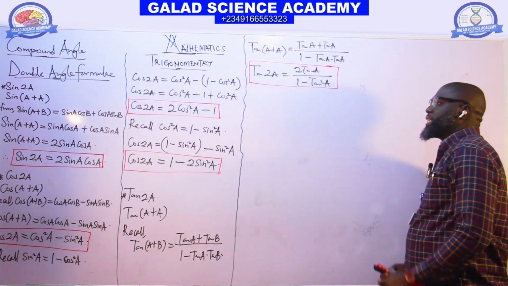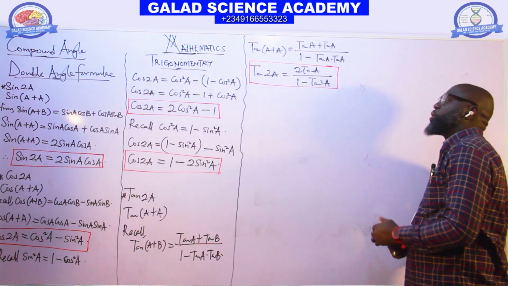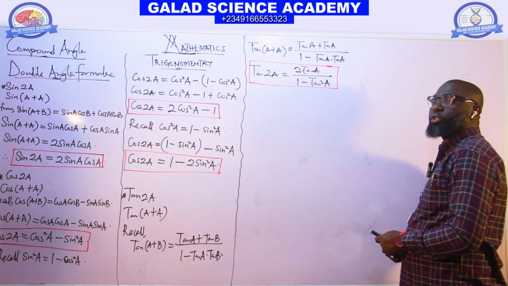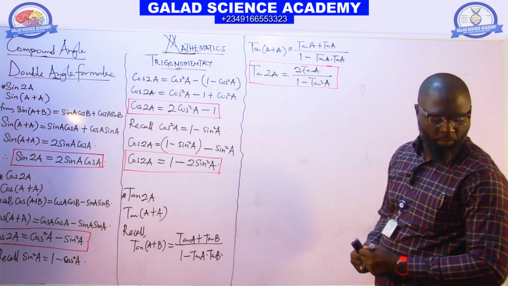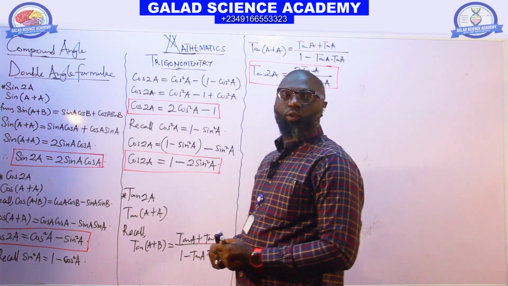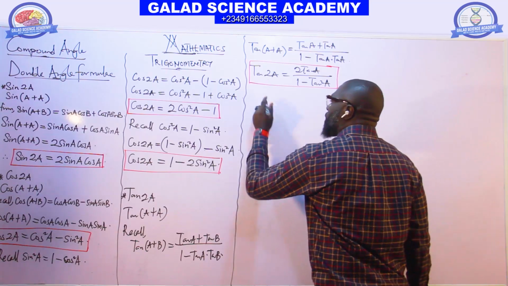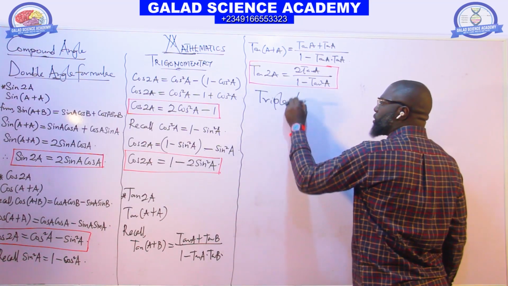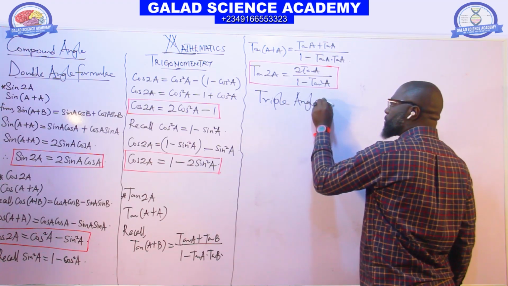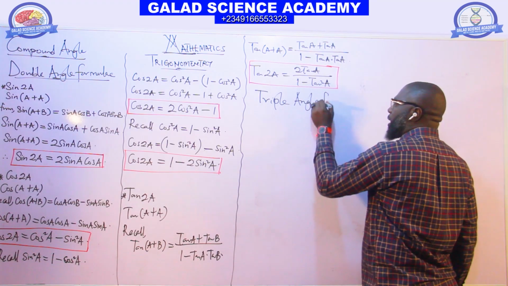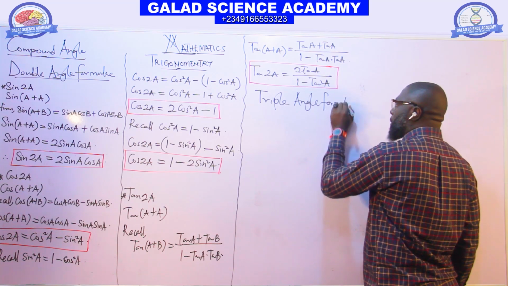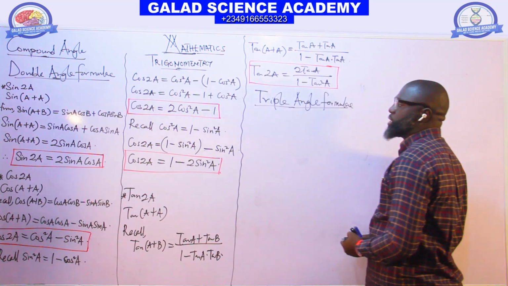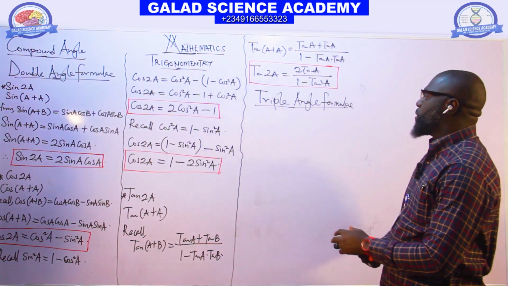And the next aspect under compound angle we are going to treat now is what we call the triple angle. Let's look at the triple angle formula. So this is what we are going to check next.